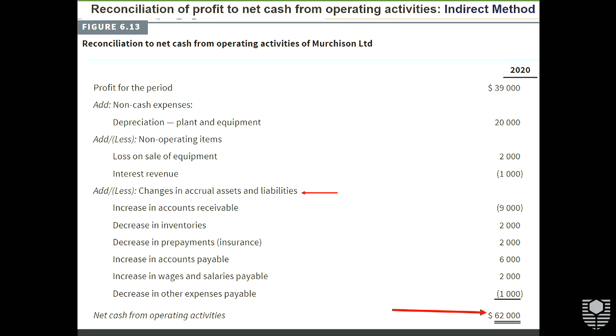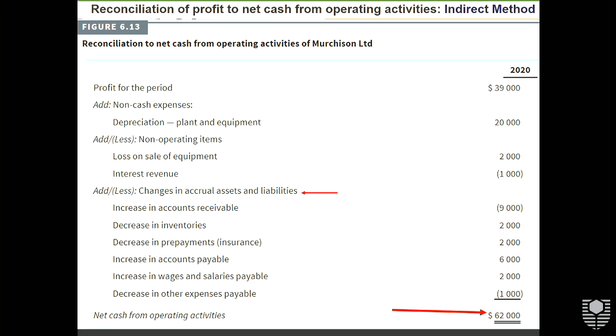See how we start with our profit for the period of 39,000. That comes straight from your P&L on page 1. You can put a little circle around that, the profit for the year, 39,000. That's our starting point for the note. We're going to add back our non-cash expenses. So depreciation is definitely a non-cash item of 20,000. We're going to add back or minus out any other non-operating items. So we've got a loss on sale of equipment of 2,000 that we accounted for, that we're going to have to add back.